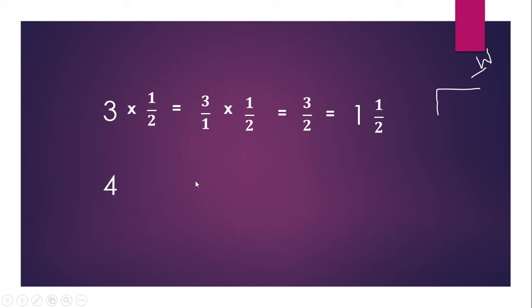Let's do 4 multiplied by 2/3. Now, same thing as I said, what are you going to do? You are going to change the whole number into a fraction. So it becomes 4 upon 1 multiplied by 2/3. And then you will multiply the numerator with the numerator, denominator with the denominator, and you get 8/3. It is an improper fraction, so you're going to change it into a mixed number.